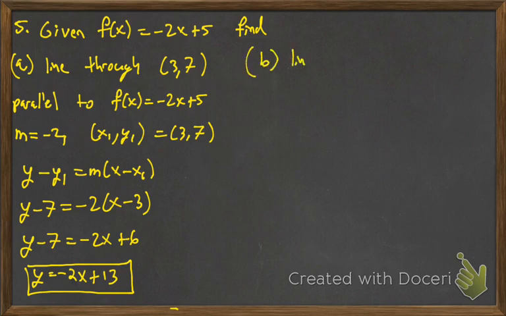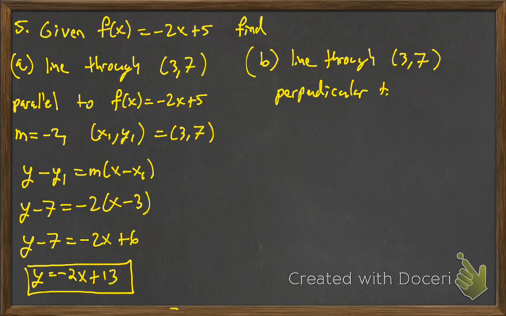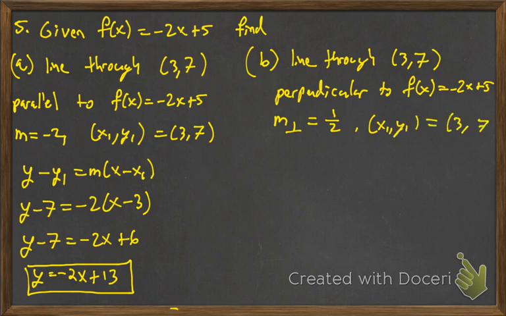We're going to do the same thing, but this time we're going to go perpendicular. So we want the line through (3, 7), but this time we would like it to be perpendicular to f of x equals -2x plus 5. Perpendicular slope will be the opposite, so it'll be positive, and the reciprocal of 2 is 1/2. Our x1, y1 will again be 3 and 7. So you have y minus y1, so y minus 7 is equal to 1/2 times x minus 3.